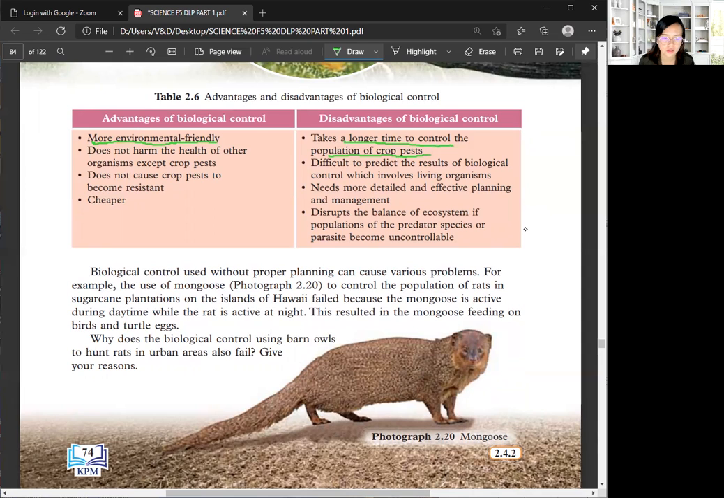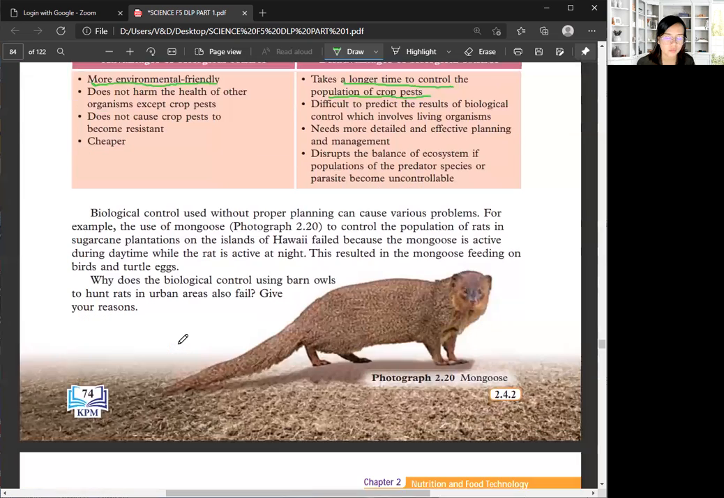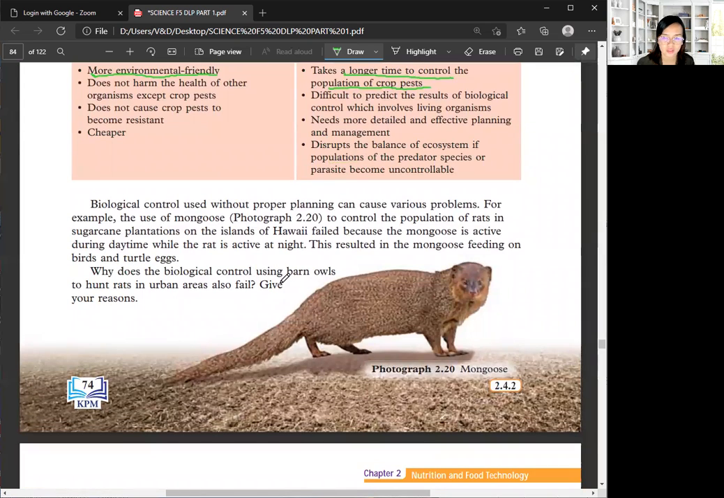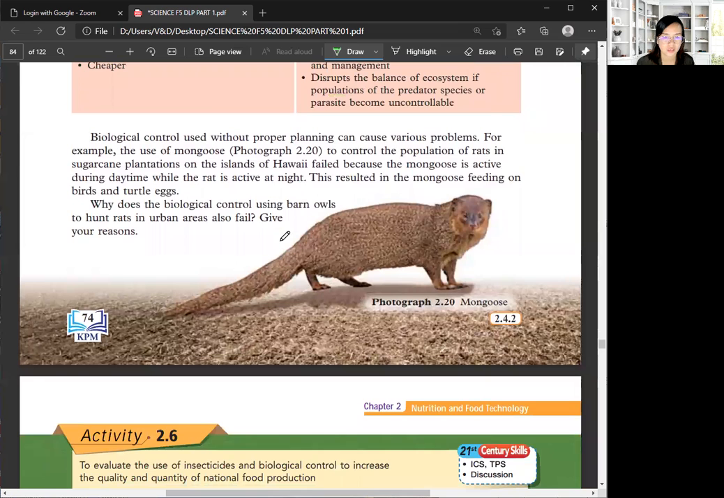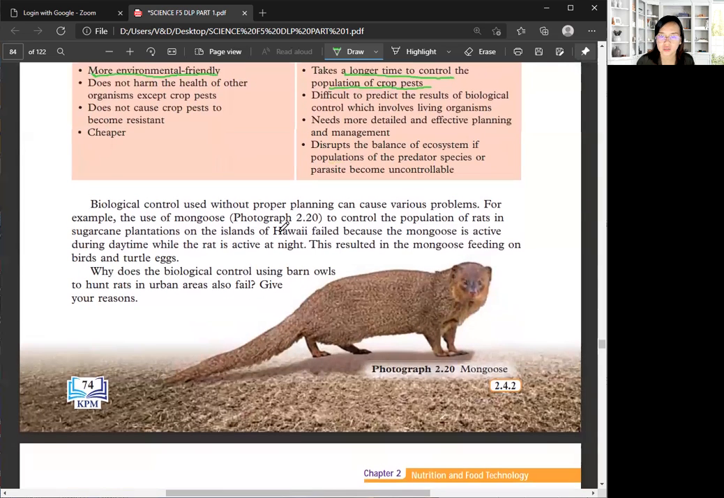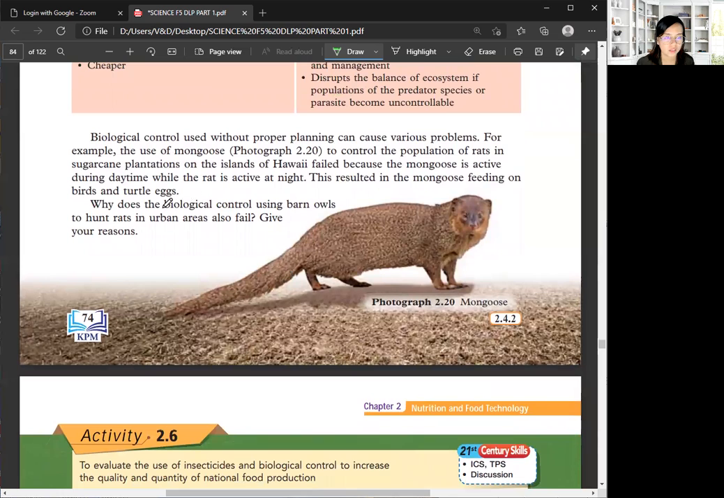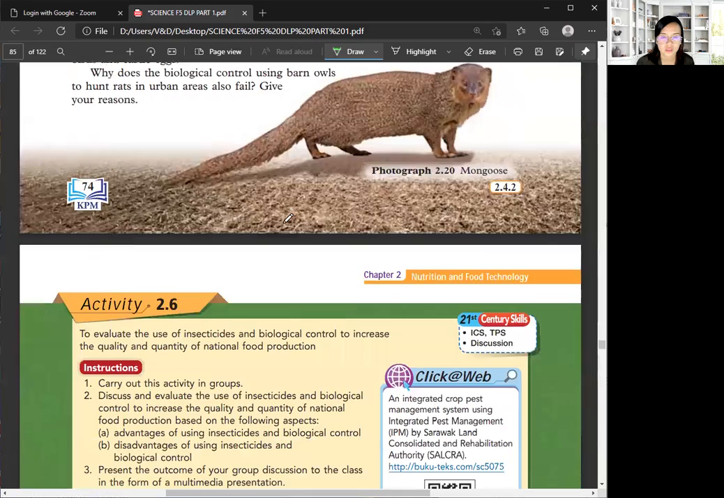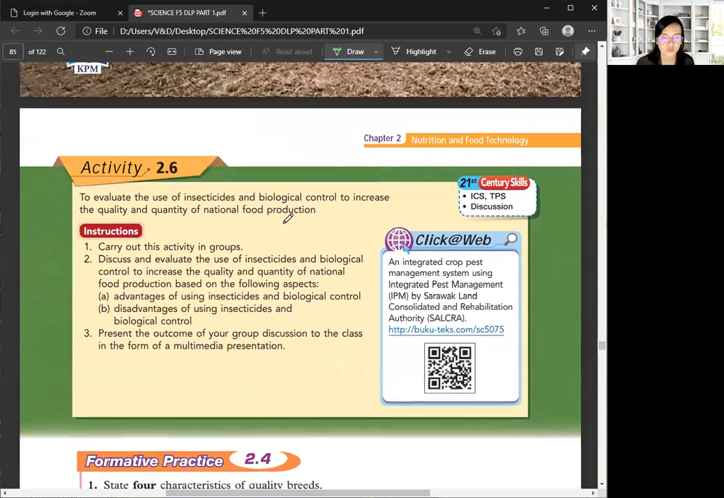Why does biological control using barn owls to hunt rats in urban areas fail? Give your reason. So try to search on the internet as well. Look at why using these owls in urban areas to hunt the rats also fails. There must be a reason, right? Now, this question I leave it to you, all right?